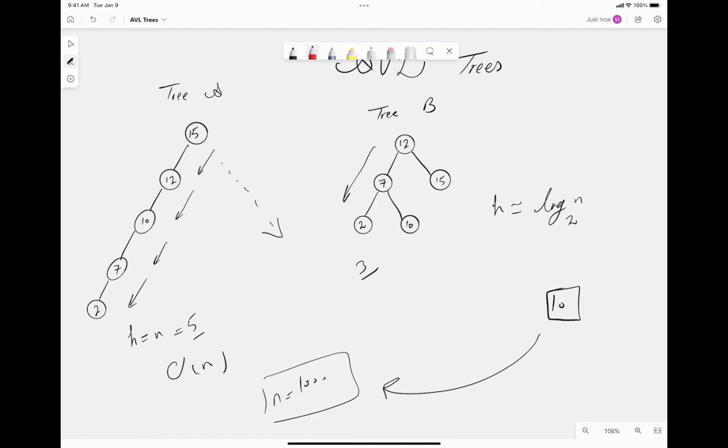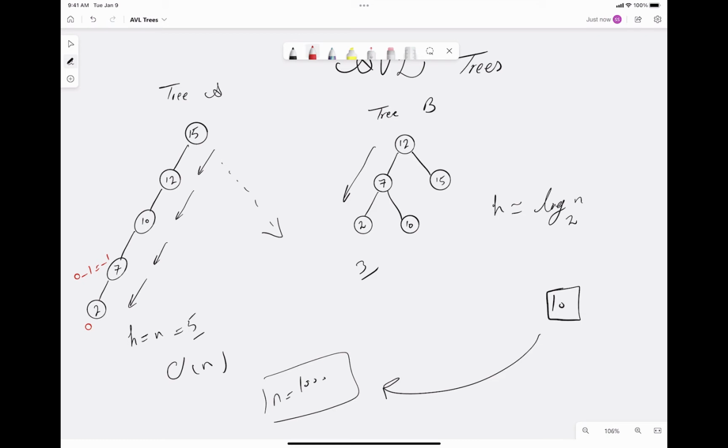For tree A, the balance is 0 for node 2. That means, as you see, on the right side the height is 0 and the left side is also 0. For node 7, it has not grown from the right side, so its height from the right is 0, but from the left side, as you see here, it is 1. So 0 minus 1 is negative 1, the balance factor of 7.